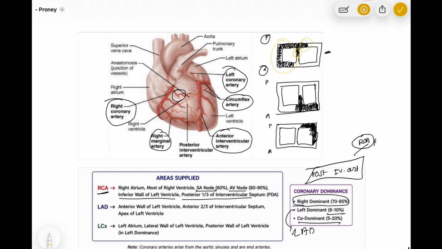Now LAD supplies the anterior wall of left ventricle, as you can see. Also the anterior two-third part of interventricular septum, right, and the apex of left ventricle as well. What about the LCX? That is left circumflex artery. Left circumflex artery provides blood supply to left atrium and lateral wall of left ventricle, as we can see here. Also there is a posterior wall of left ventricle that, in left dominant, can be supplied by left circumflex artery.